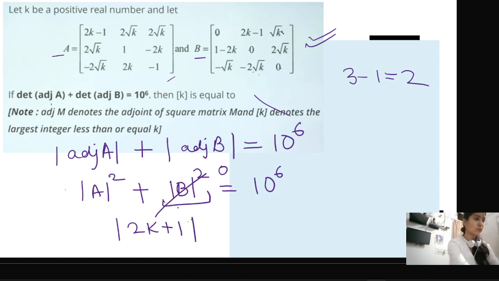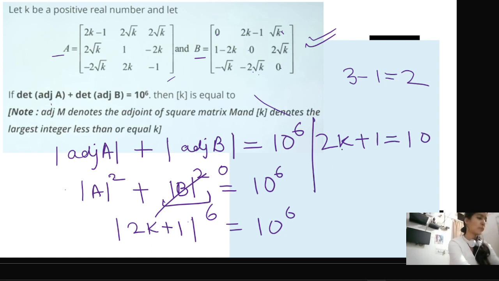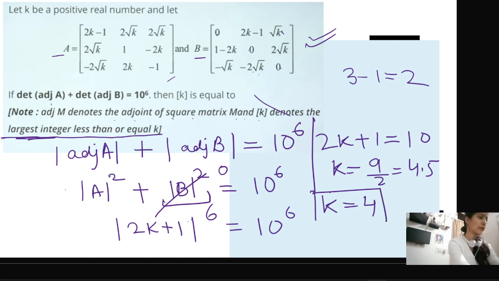Cube. So 3 times 2 will be 6 and here 10 to the power 6. So from here we are getting 2k plus 1 equals 10. So from here we can say k is equal to plus 1, this will come here 9. 9 divided by 2 will become 4.5, right? So we have to find the adjoint of M, where M denotes the adjoint of a square matrix, and K denotes the largest integer less than or equal to K. So we have to find the largest integer. So we can say the largest integer will be 4. So the answer is 4.